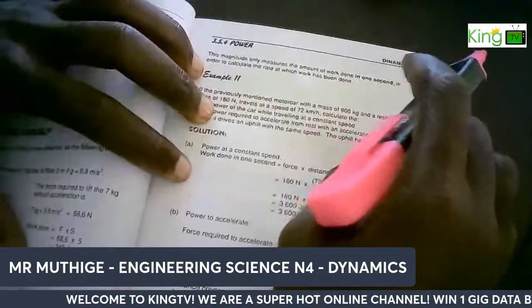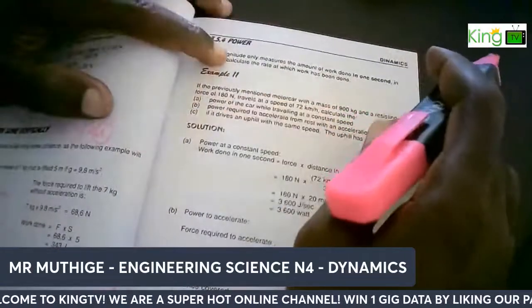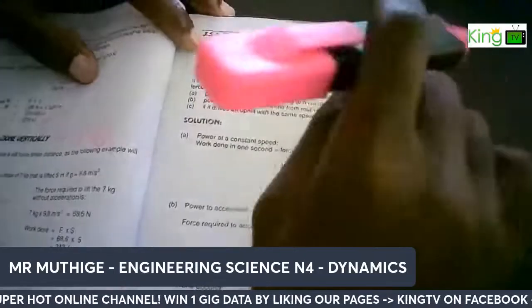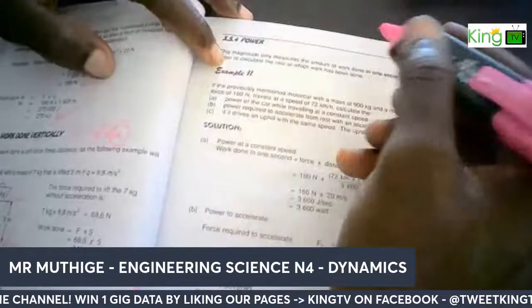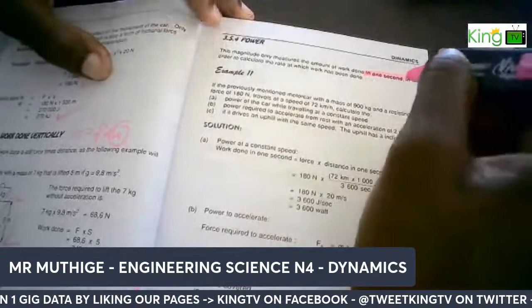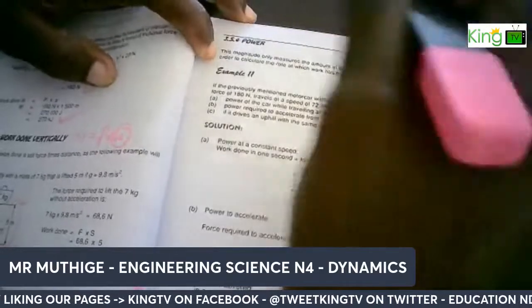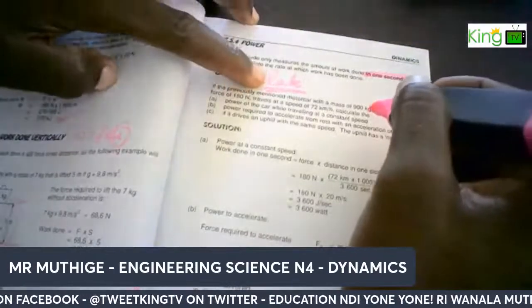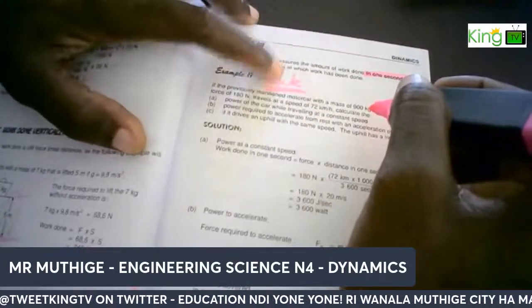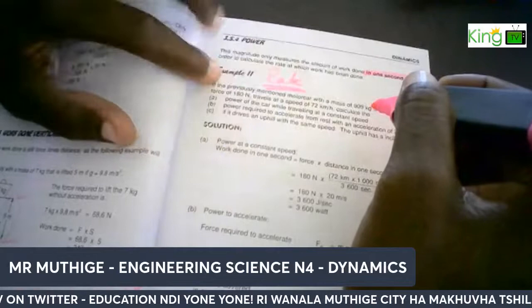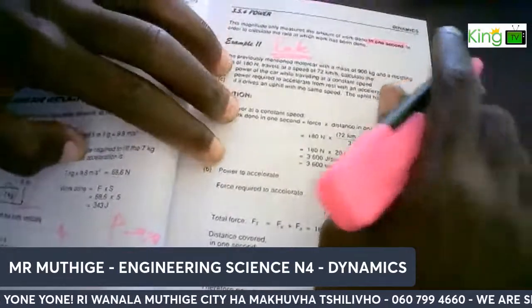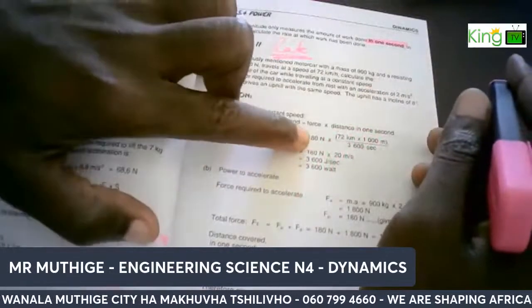Now, there is power. The magnitude only measures the amount of work done in 1 second, in order to calculate the rate at which the work is done. They give us an example there. The formula is F times s, and what? What is the formula of power?